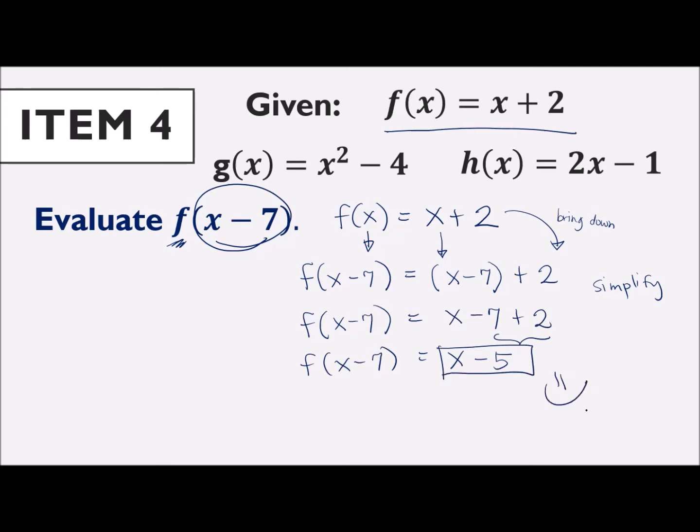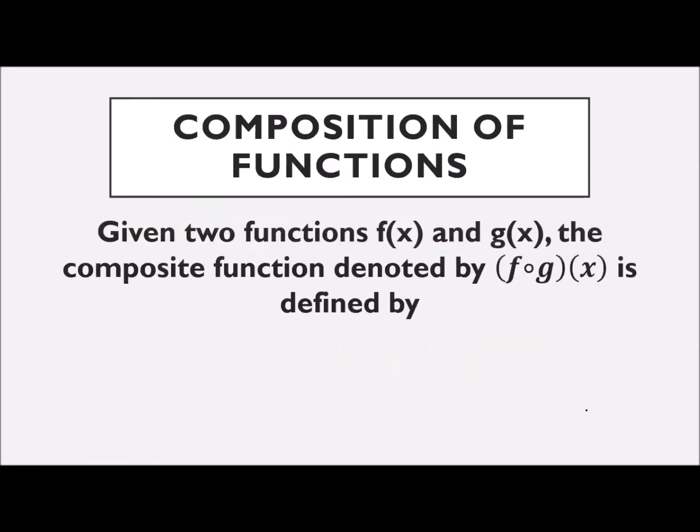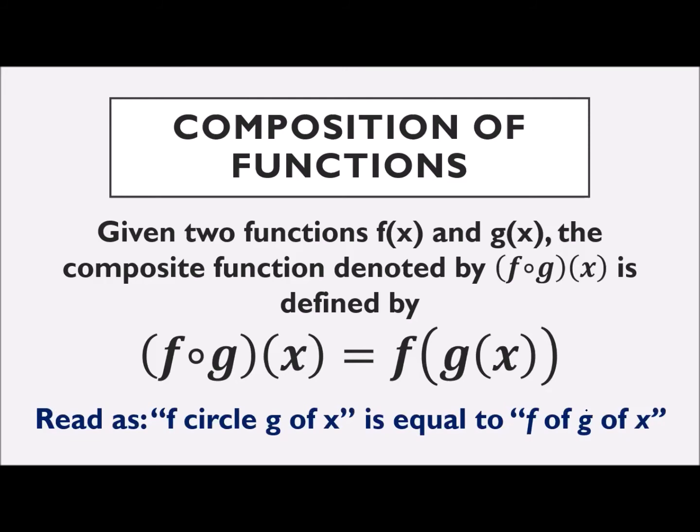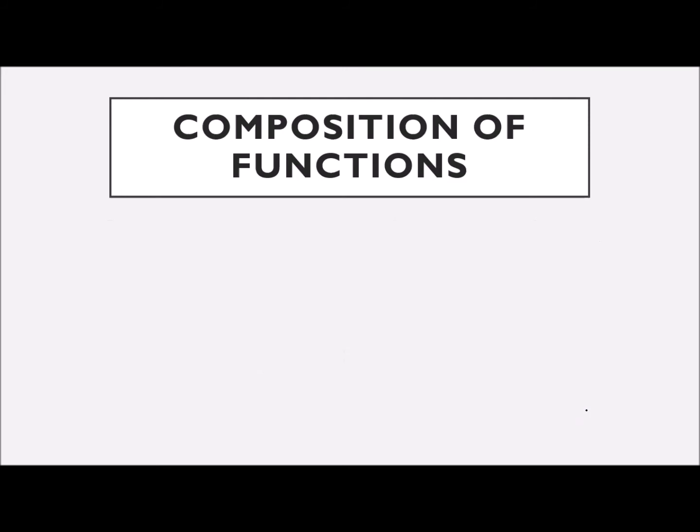So, kung paano natin ito ginawa, ganun din ang gagawin sa composition of functions. So, once we say composition of functions, given the two functions, the composite function denoted by f circle g of x is defined by f of g of x. Ulit, paano siya binabasa? F circle g of x is equal to f of g of x. What does it mean?